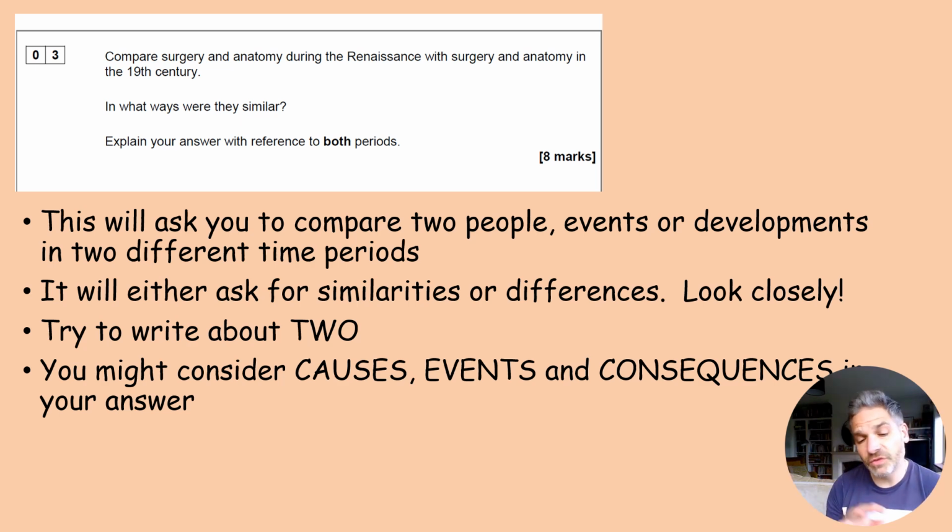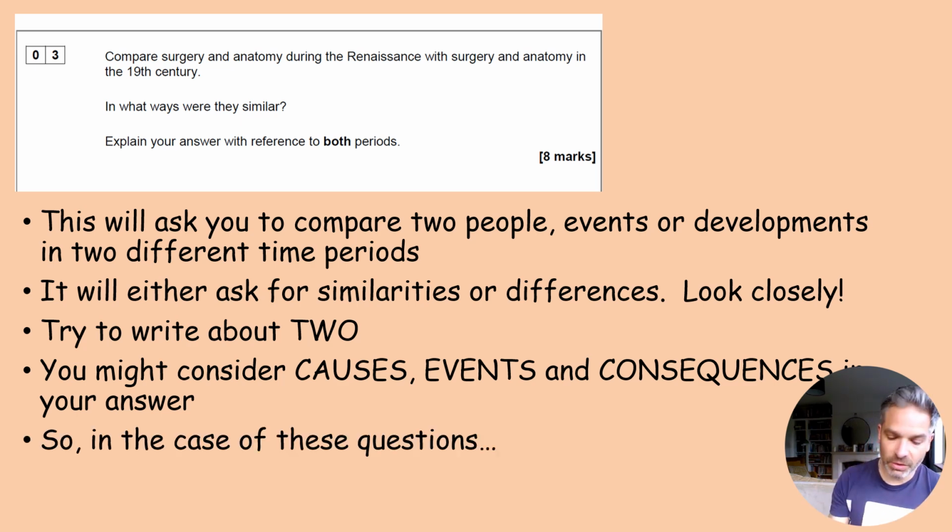Now, for some of them, it might be slightly trickier, and you might want to think about the notion of causes, events, and consequences. So if it's an event, you might think about what do people believe about that event? For example, if it's comparing the plague of 1348 and the plagues of 1665, you might say what people believed were the causes of the plague.